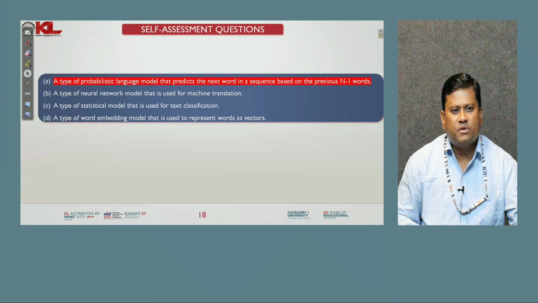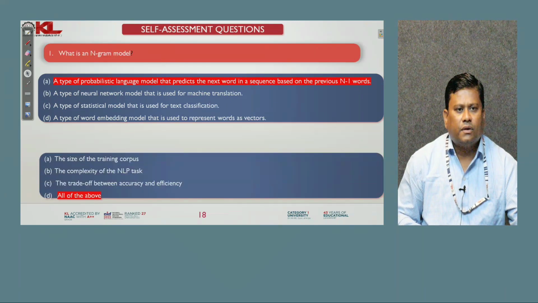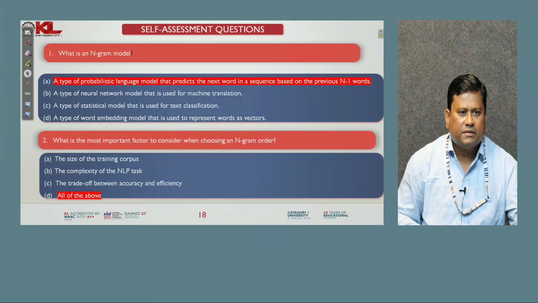Some self-assessment questions are also there. What is an n-gram model? Basically the n-gram model is a type of probabilistic language model that predicts the next word in a sequence based on the previous n minus 1 words. Second question: what is the most important factor to consider when choosing an n-gram order? The options are the size of the training corpus, the complexity of the NLP task, and the trade-off between accuracy and efficiency. Here all of the above options are factors for choosing an n-gram order.